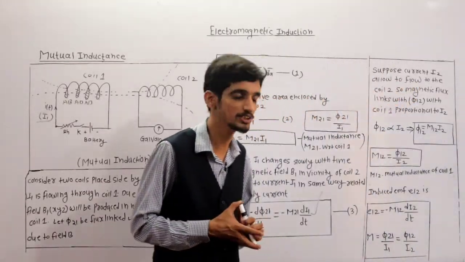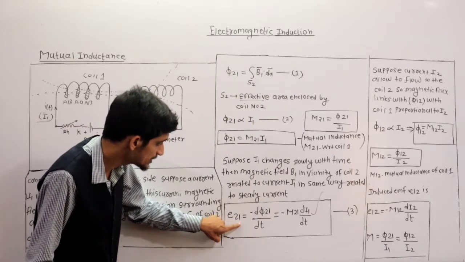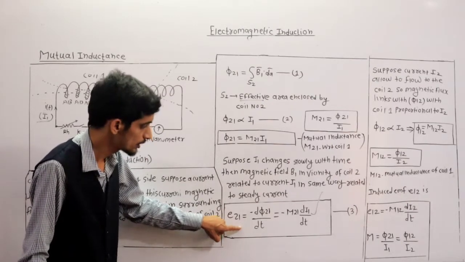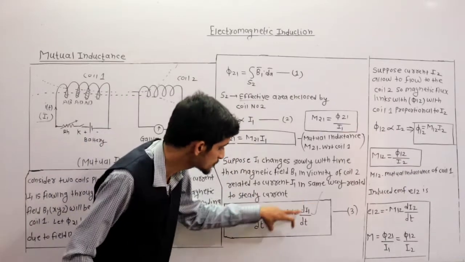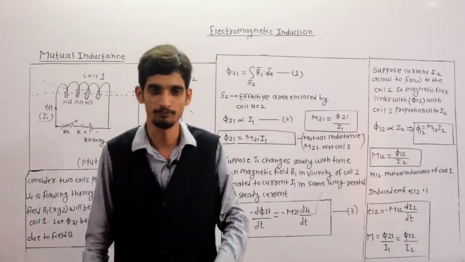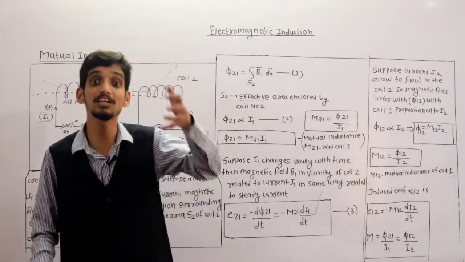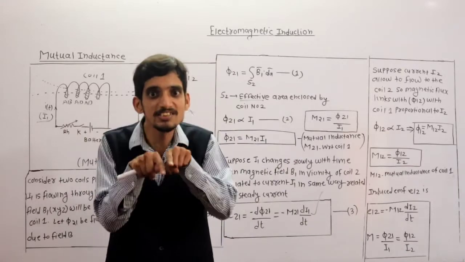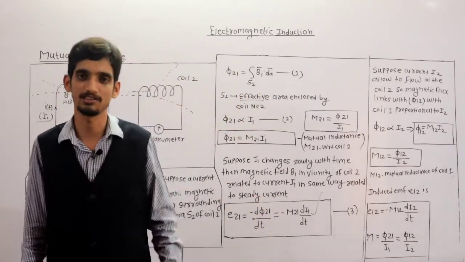Okay, how to interpret this formula? Listen here. The EMF induced in the second coil due to change in current in the first coil is equal to the mutual inductance between the two coils times the rate of change of current in the first coil. As the current is changing in the first coil, the EMF is induced in the second coil. This phenomenon is interpreted using this constant, which is called mutual inductance.